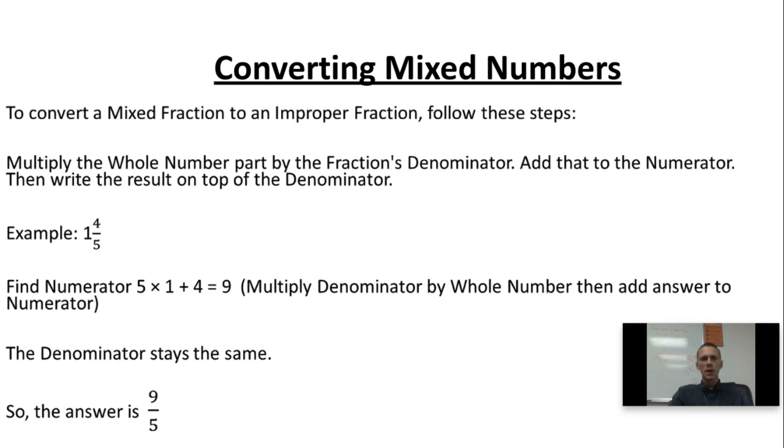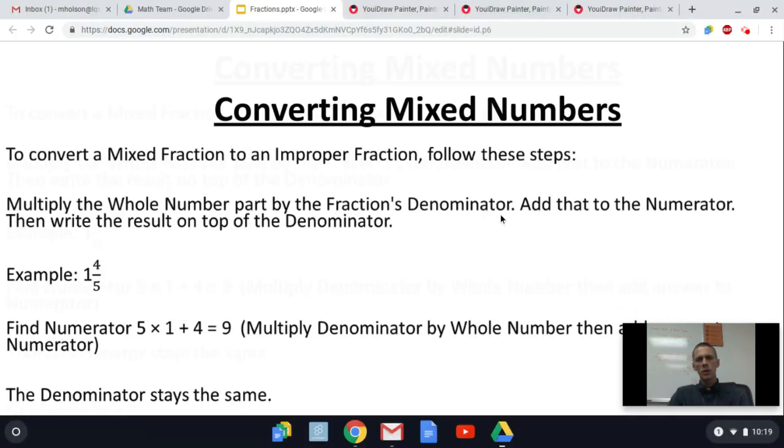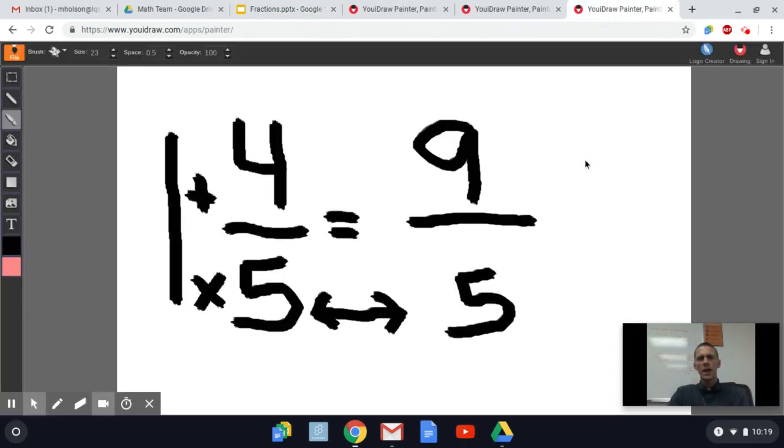To convert a mixed number to an improper fraction, follow these steps. Multiply the whole number part by the fraction's denominator. Add that to the numerator, then write the result on top of the denominator. So, I know it sounds a little hard at the moment, but what I'm going to do is switch over to my next screen here, and I'll show you how to do it by hand.